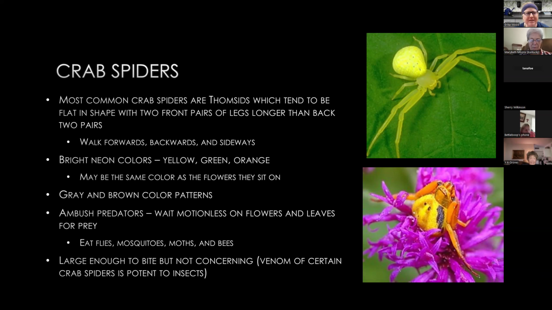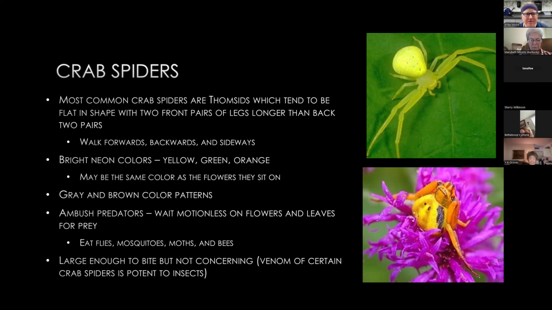But crab spiders also go by the name thomisids, which is kind of based on their shape. They're very flat in shape. And what's interesting that you can kind of see with this top picture, they have two front pairs of legs that are really long, like super long compared to their back two pairs of legs. And this allows them to be more flexible with their movement. So they're able to walk forwards, backwards, and sideways. So they can really get around easy compared to other spiders.